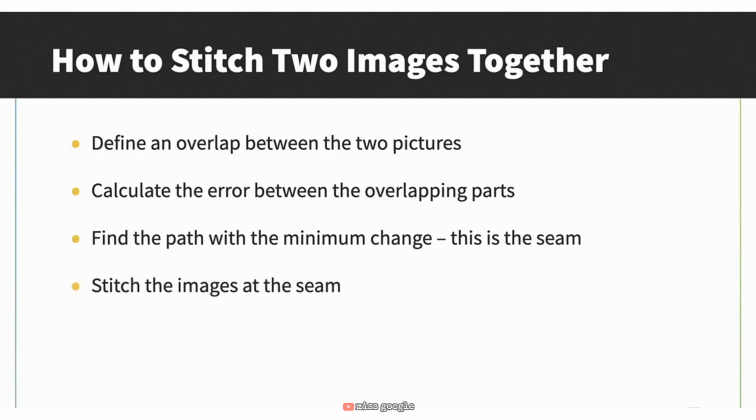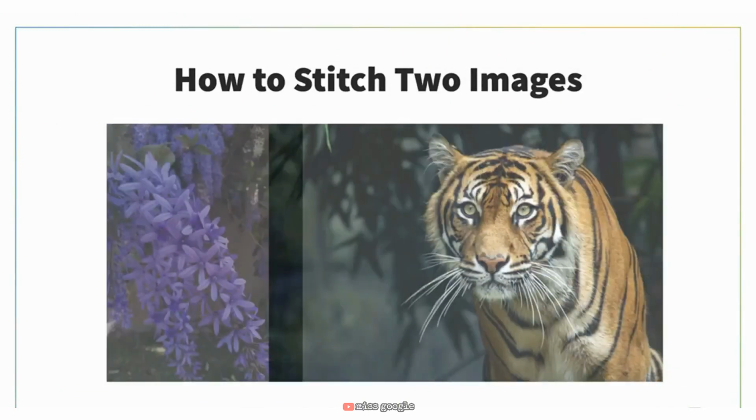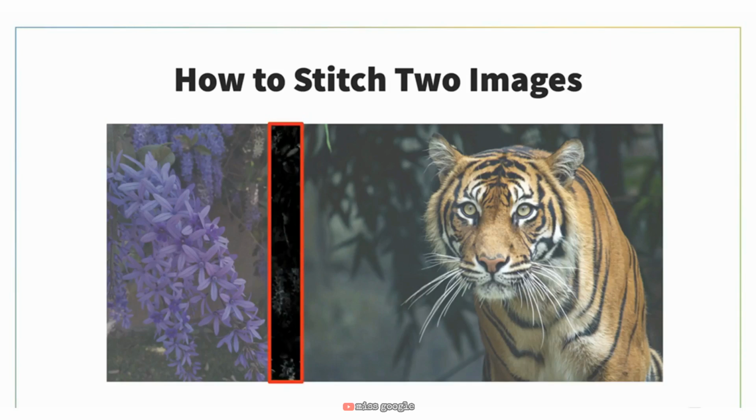Let's see these steps in the tiger example. First, we start with the two images which must have the same height. Then we overlap them. For this example, I used an overlap of 100 pixels. This is the overlap we are interested in. Now we calculate the error for this overlap. It's much easier to remove the color at this point. Then we can perform the subtraction and square it to get only positive values. Here's what the error section looks like.